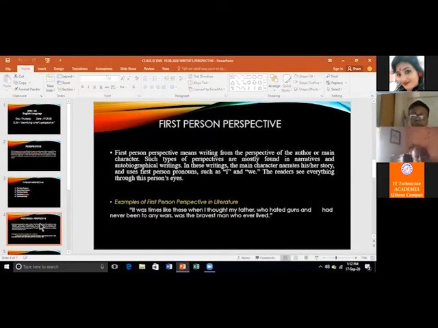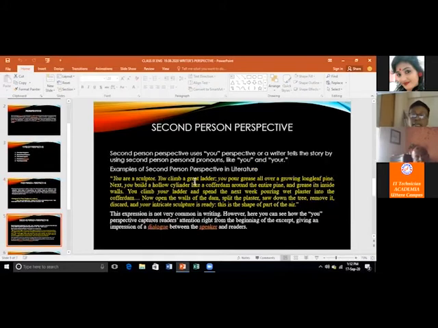Now again, let's have a look on the second person perspective. Second person perspective uses you. This is very easy. I think not that much complicated. This one is you. That means the writer commonly uses the second person you.